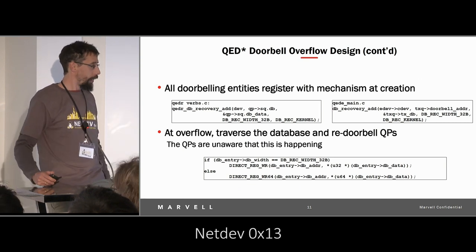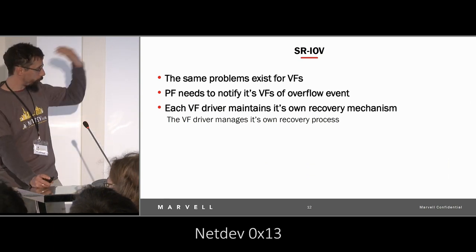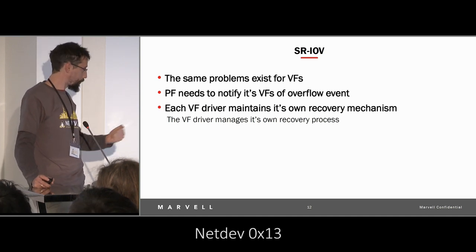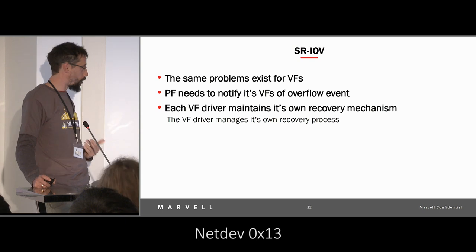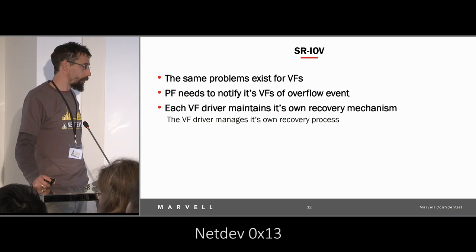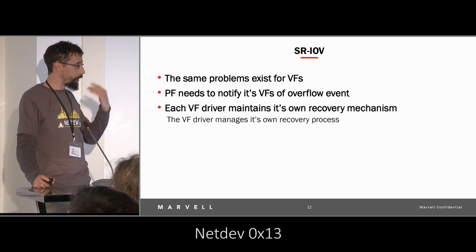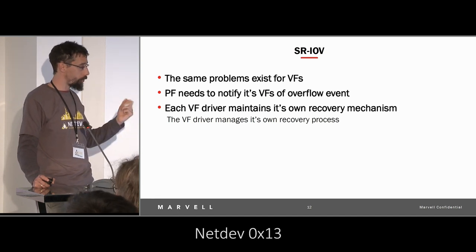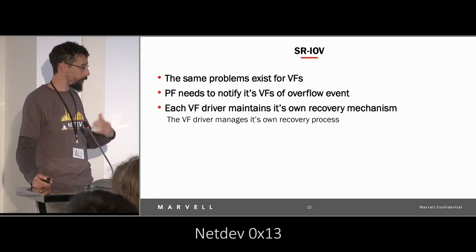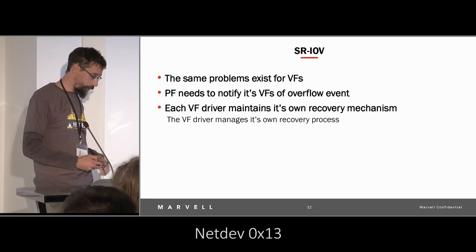This is registration with the driver, not with the device. When the problem occurs, we can traverse this list, obtain the queue data and re-doorbell, basically refreshing all of the doorbells with their most current state. This is useful because it is an under-the-hood solution, in the sense that the doorbelling entities themselves, the L2 queues or RDMA queues or whatever, are unaware that it's happening. Only at creation or teardown do they need to register with the mechanism, but they're unaware that this is occurring.